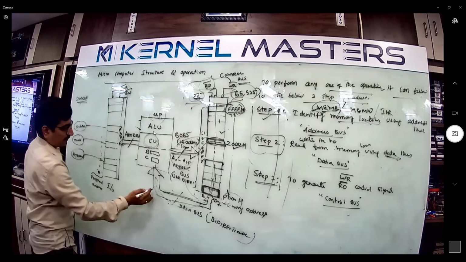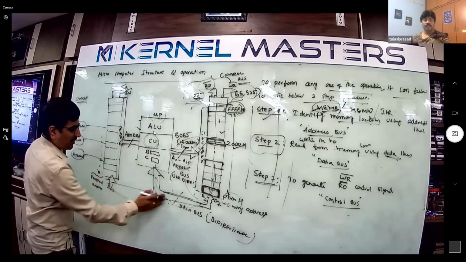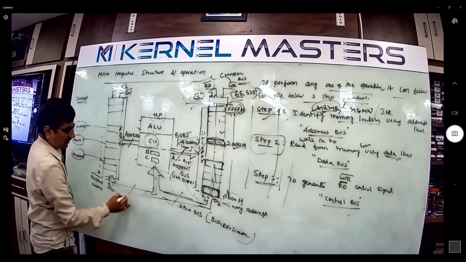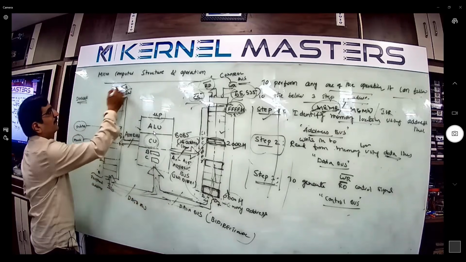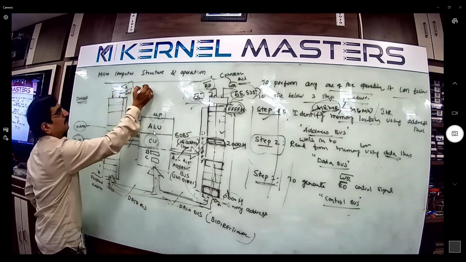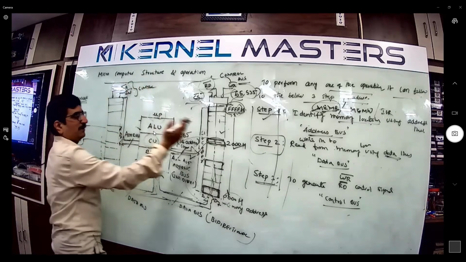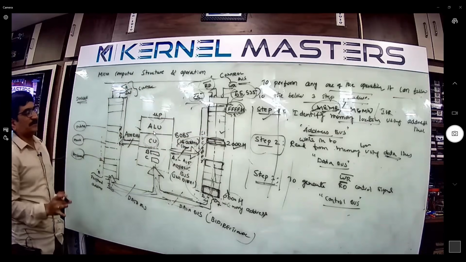Same concept, same thing. It is the same data bus and address bus. And what is this one? The control bus. Exactly the same. The way the microprocessor communicates with the memory is the same way it communicates with IO also.